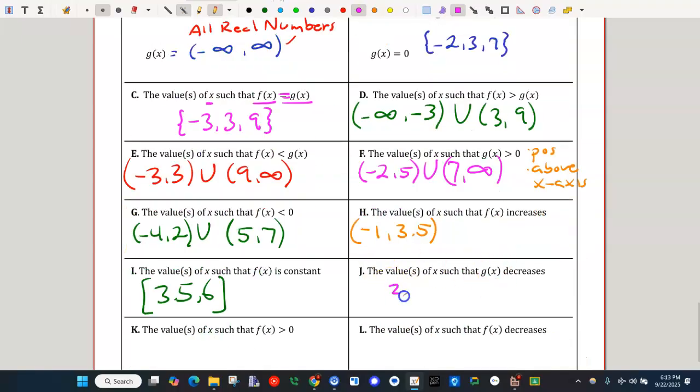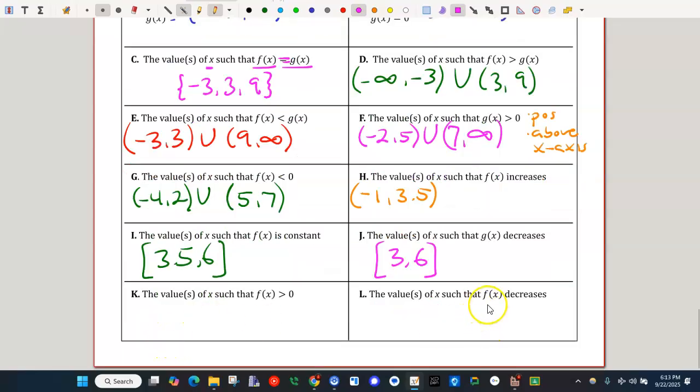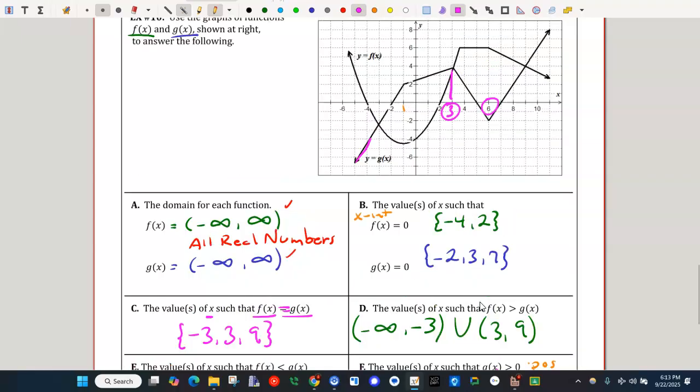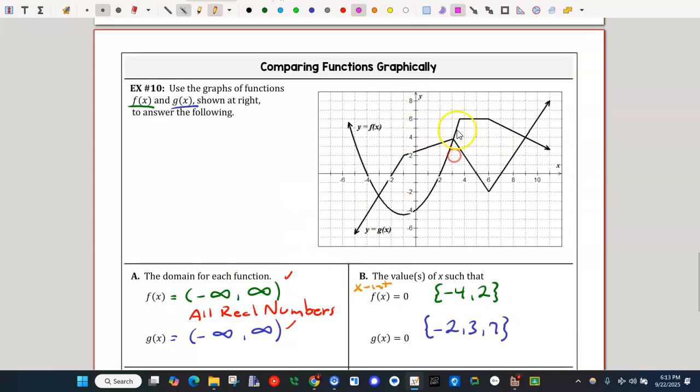So from 3 to 6. Okay, decreasing. Let's do this other one. Where's the value of x where f of x is decreasing? Let's do the other decreasing first. So let's look at f of x and see where that's decreasing.